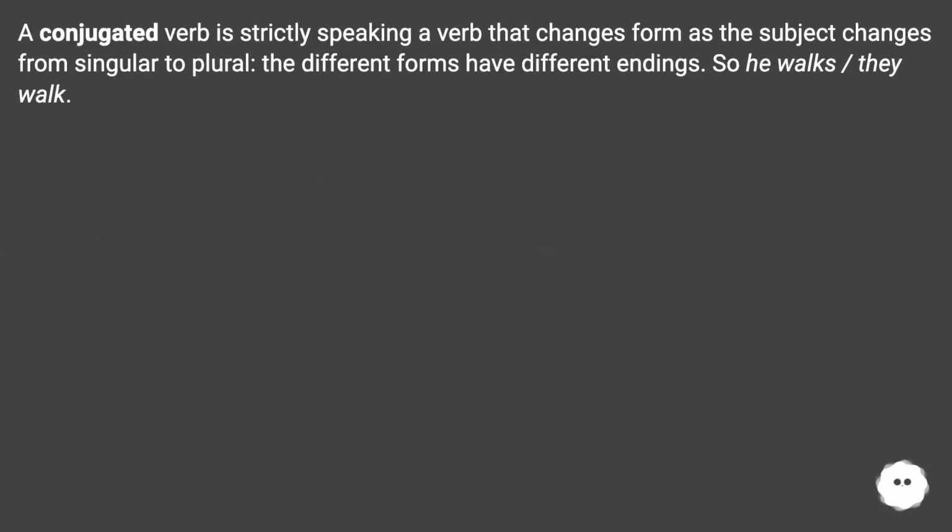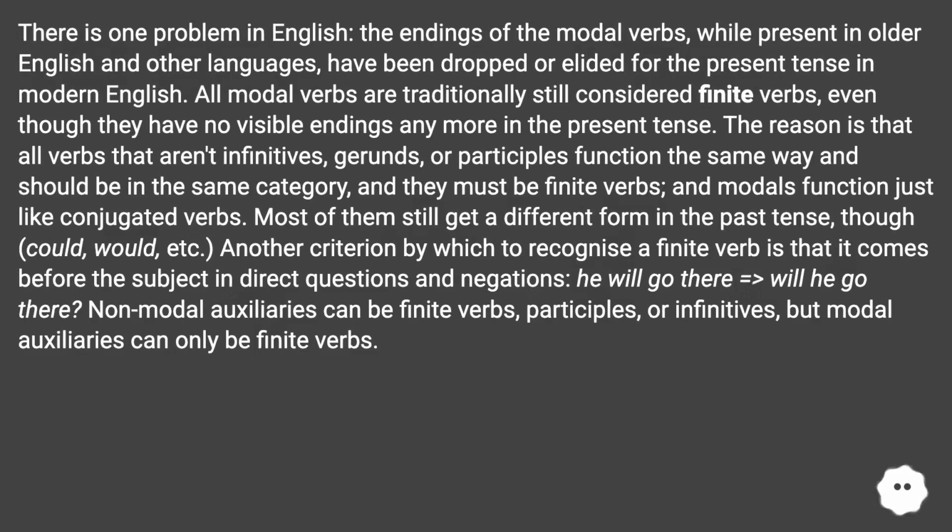A conjugated verb is strictly speaking a verb that changes form as the subject changes from singular to plural. The different forms have different endings. So he walks, they walk. There is one problem in English. The endings of the modal verbs, while present in older English and other languages, have been dropped or elided for the present tense in modern English.